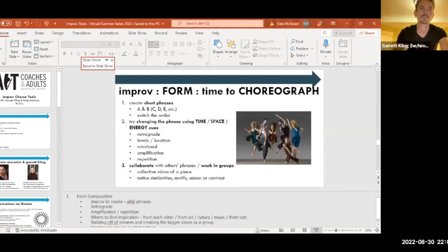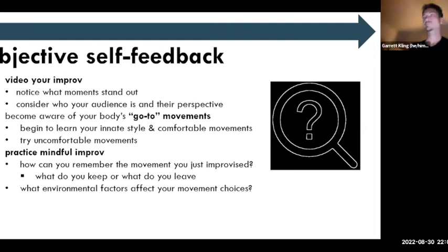All right. Well, I'm just going to share the last little bit, and then we're done for the day. Thank you for bearing with us, even though we went way over. We have given you an exercise of how you can go through time, space, energy, form with your improv. The objective self-feedback, being aware of your body's go-to movements and what that innate style is, is a great starting point. And then moving past that to try uncomfortable things. Practicing mindful improv, we've talked about. How can you remember the movement you improvised? I think really being mindful and getting into repetition and short phrases, 30 seconds at each, is a good way to do it, or just videoing it and being able to go back and watch it. Notice the moments that stand out, and use those.